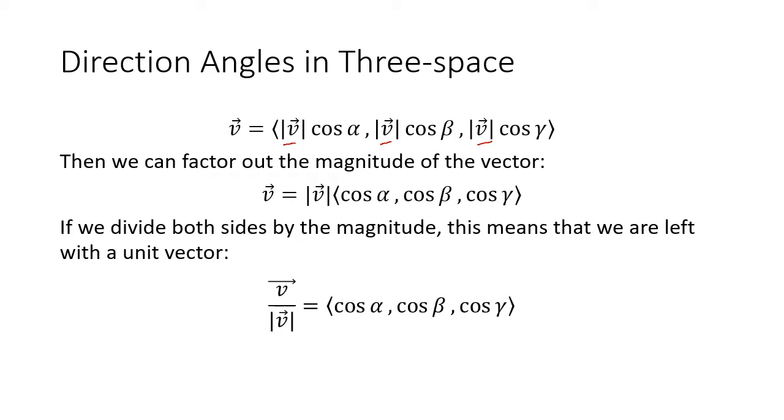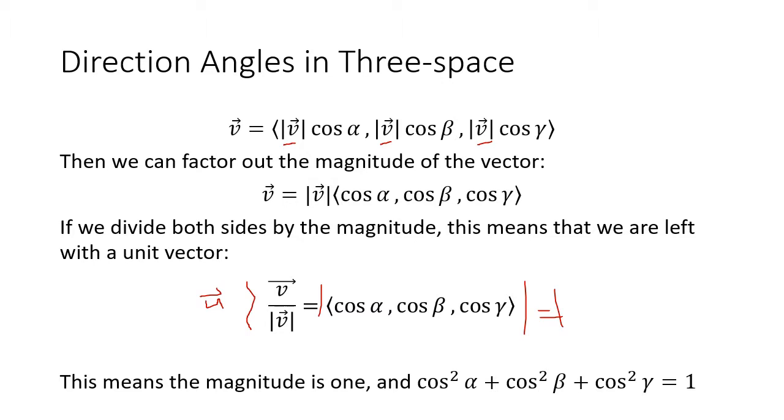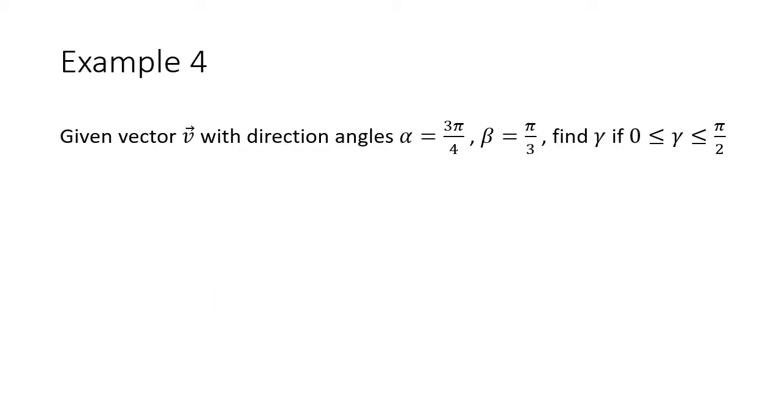The reason I divided both sides by that magnitude is that now if I look at this left-hand side, vector v divided by the magnitude of v, that's got to be a unit vector. That has to have a magnitude of 1. Well, we know how to calculate the magnitude. The magnitude is then going to be cosine squared alpha plus cosine squared beta plus cosine squared gamma equals 1. Which leads us to our last example.